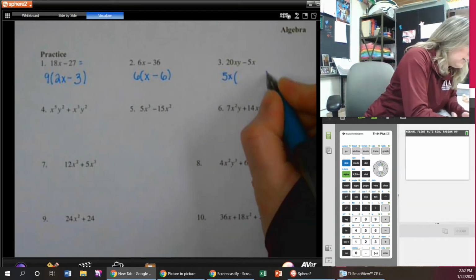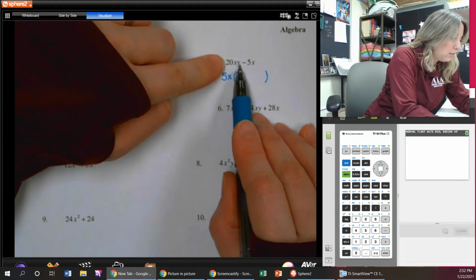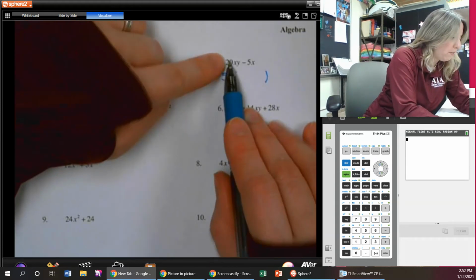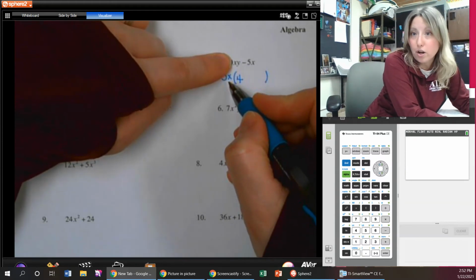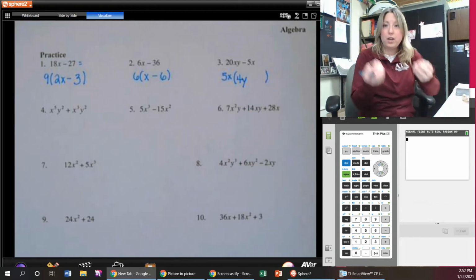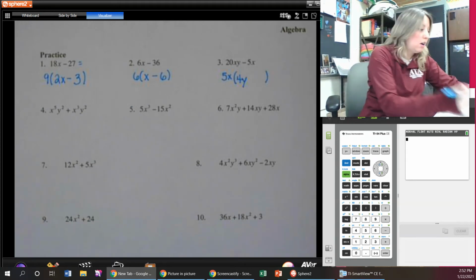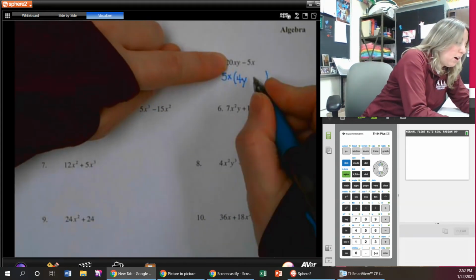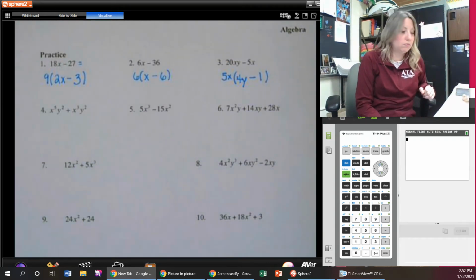Now I divide each term by 5x. So 20xy divided by 5x. Well, 20 divided by 5 is 4. X over x cancels out to a 1. 4 times 1 is still 4. And y can't be divided by anything else there, so it is remaining with that 4. Negative 5x divided by a 5x, well, that leaves a negative 1 behind. Okay?